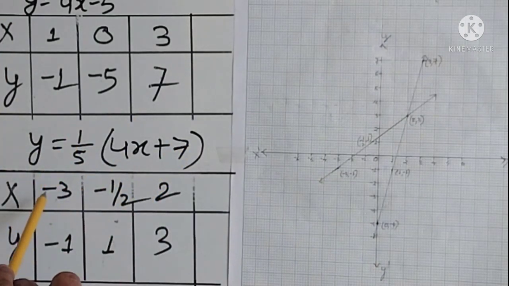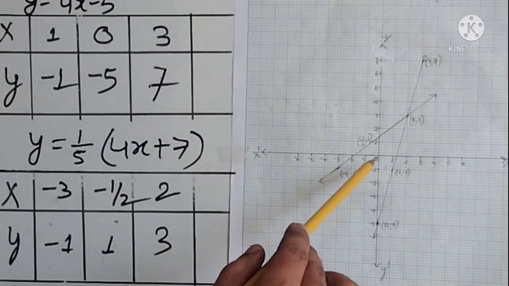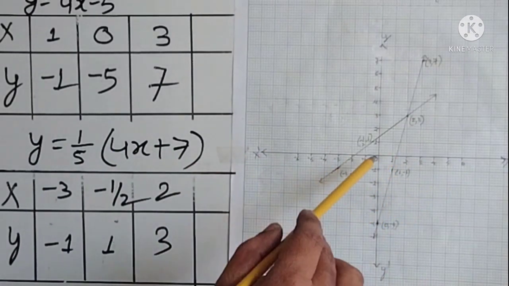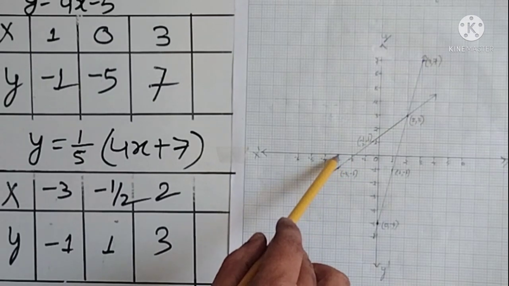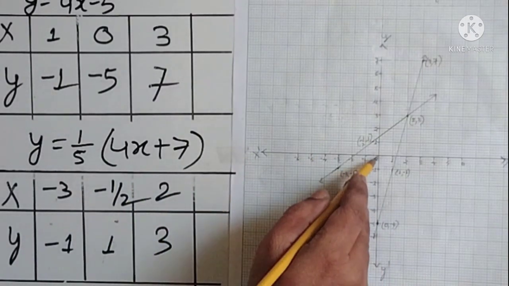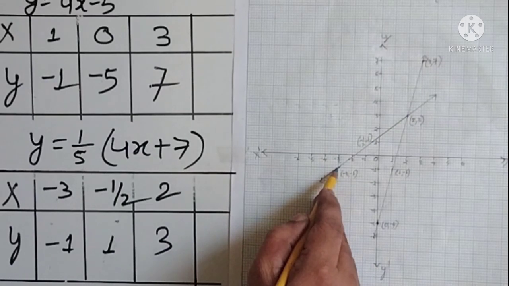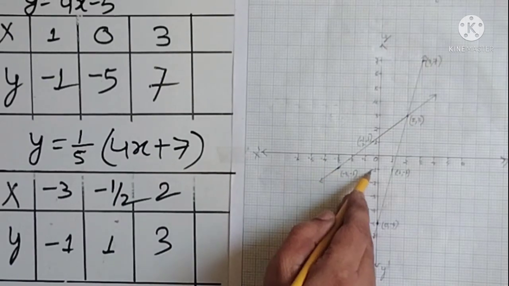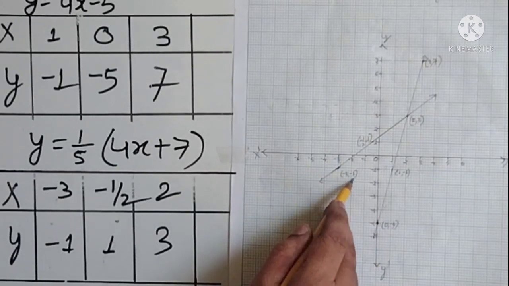So when x is minus 3, y is minus 1. So x is minus 3, that means abscissa is minus 3. So from here 0, 1, 2, minus 3. So this is minus 3. Now from here you will come. Now y is minus 1, ordinate is minus 1. So here minus 1. So from here you come, you make a point over here. So this is your point. Y is minus 1, x is minus 3. So this is (minus 3, minus 1).